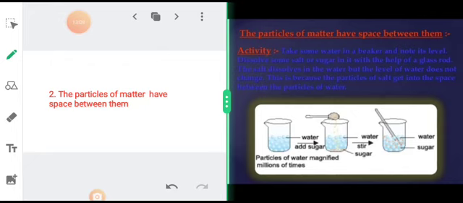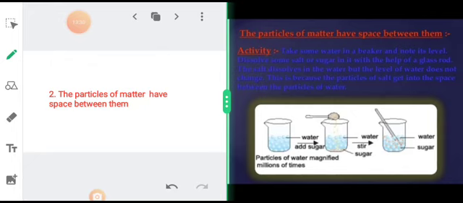So we can now understand that little amount of space does exist between particles of matter. In case of water, the space that is present between the particles has filled in the particles of salt or sugar. That's why the level of water did not rise. So the particles of matter have got space between them.